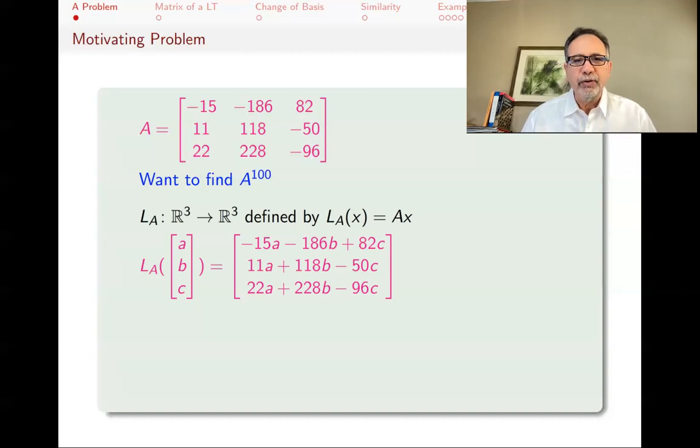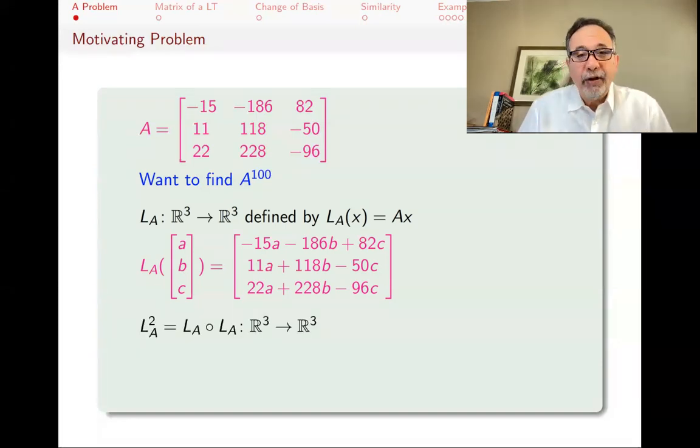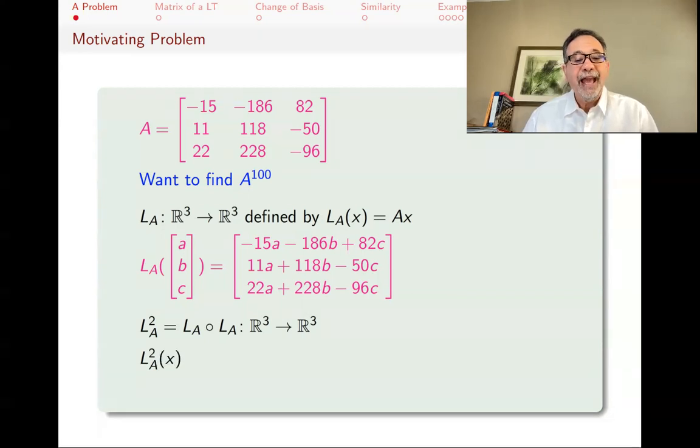Now, if you think about linear transformations, what is that question about A to the 100? Well, if you take LA squared, the square of this linear operator, what that means is that you compose that linear transformation with itself. And you can do that with linear operators that go from a vector space to itself. You can compose them with themselves. Well, what do you get? You get another function from R3 to R3. And what does it do to a typical element of R3? What is LA squared of x?